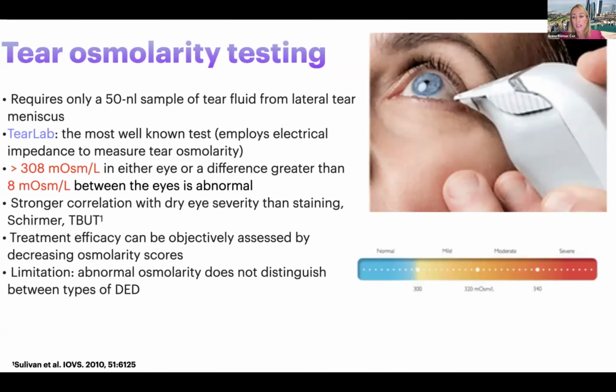First one is tear osmolarity testing. To do it, we need only a 50 nanoliter sample of the tear fluid from the lateral tear meniscus. The most well-known device is the TearLab device, which uses electrical impedance to measure tear osmolarity. The abnormal value is above 308 milliosmoles per liter in either eye, or a difference of more than 8 milliosmoles per liter between the eyes. Tear osmolarity shows a stronger correlation with the severity of dry eye disease compared to ocular surface staining or tear breakup time. The only limitation is that tear osmolarity cannot distinguish between types of dry eye disease.